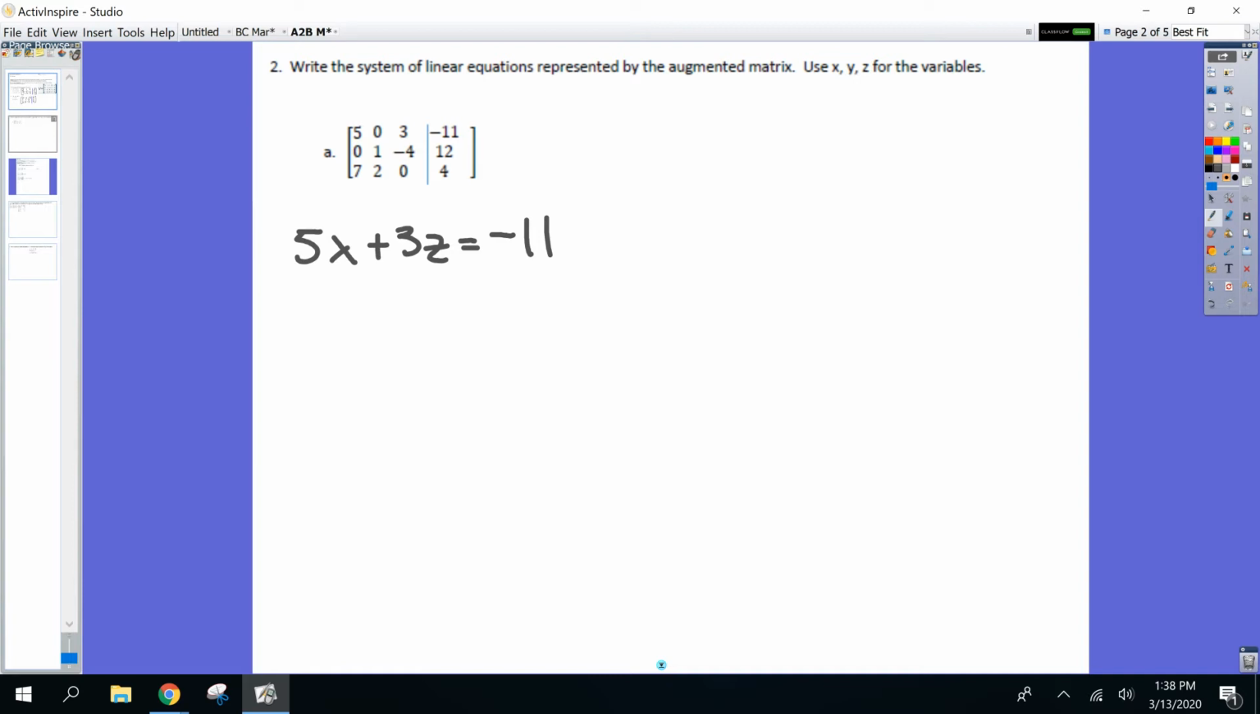And then next one, y minus 4z equals 12. And then 7x plus 2y equals 4. Any issues? So that's the easy part, building them. Now we're going to do some operations on a matrix.